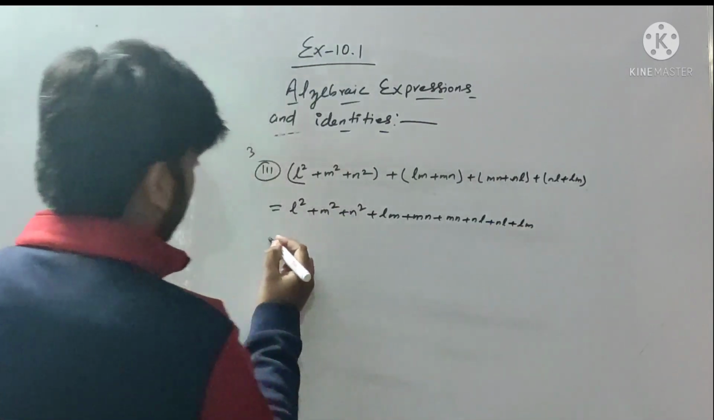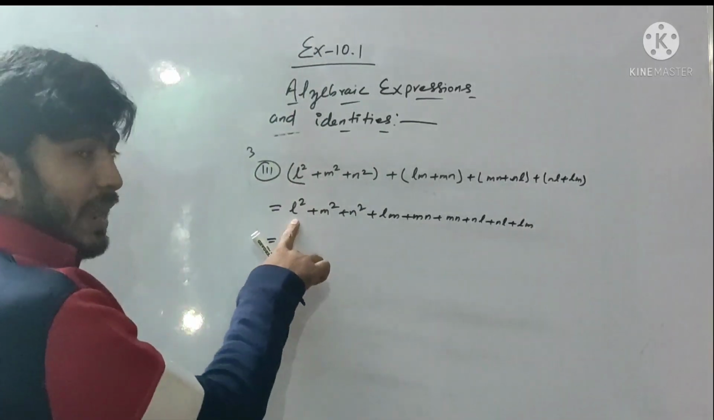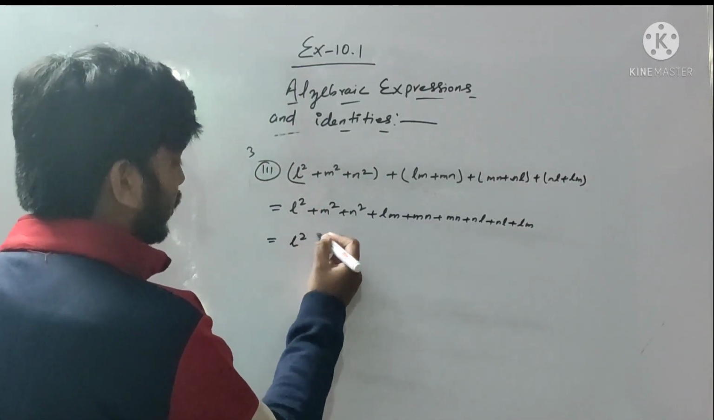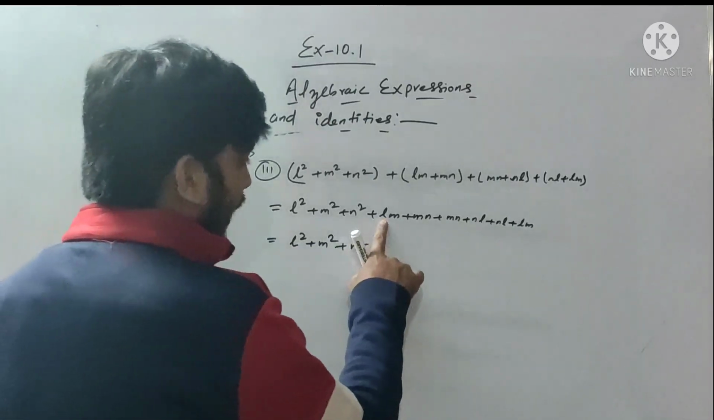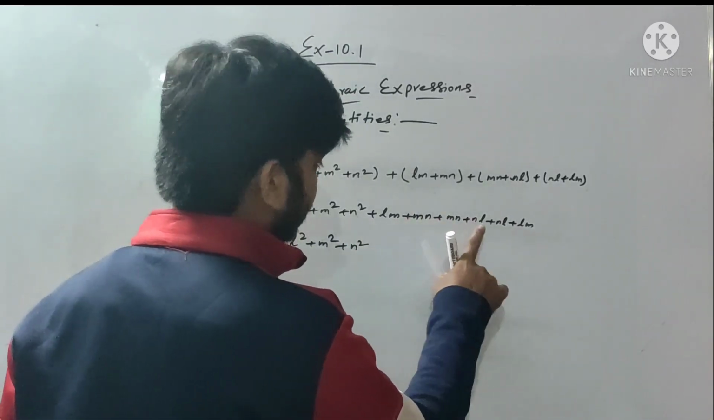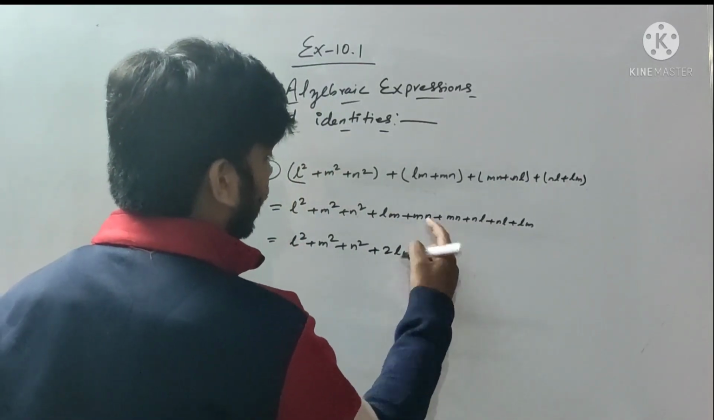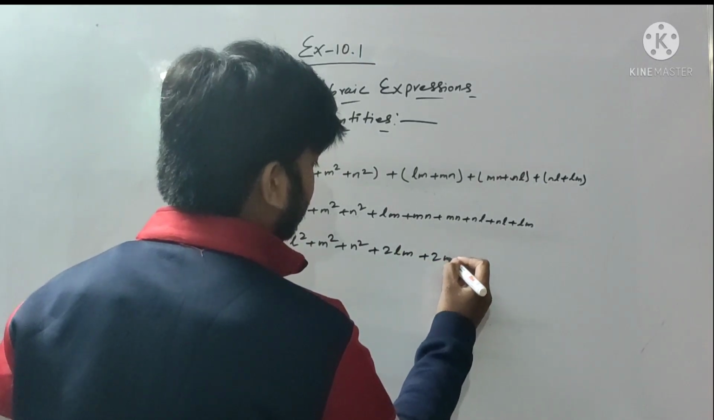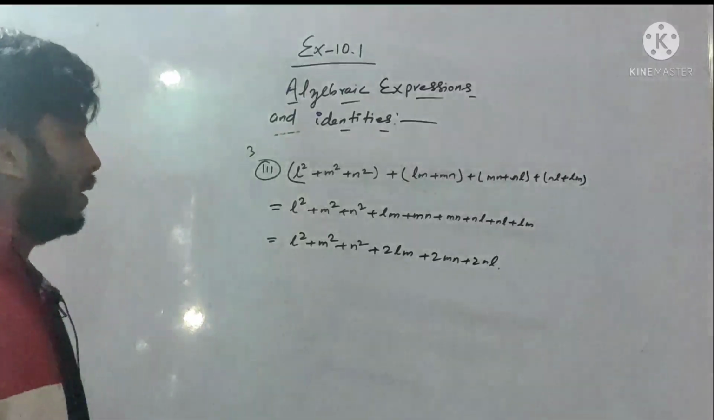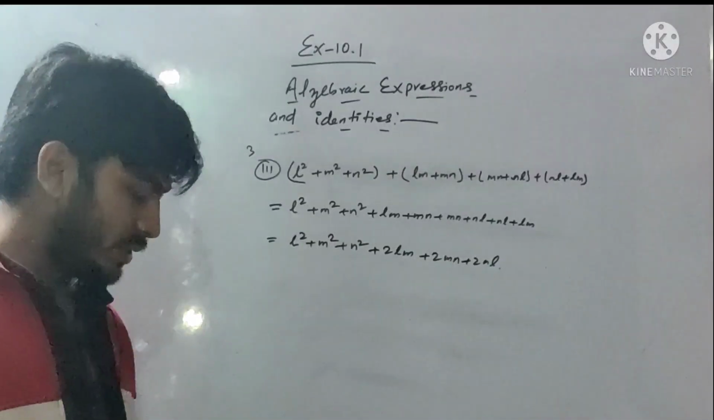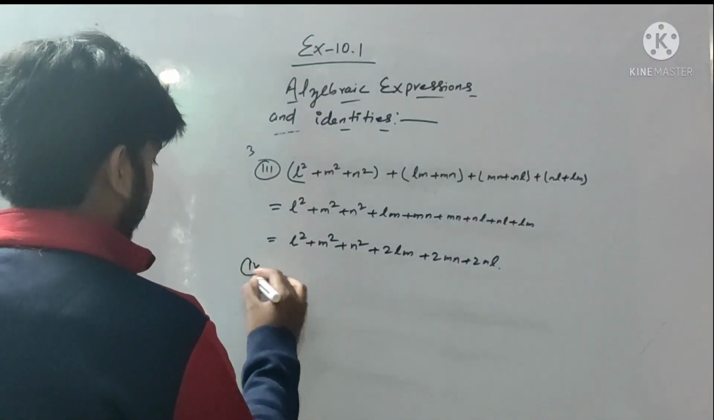LM. So here there is no like term with L square, so we need to write here L square, and similarly M square and N square. LM, this is the like LM, so it will be 2LM, and MN means 2MN, and here is 2NL. Got it? So this is the right answer for question number 3. And here is the last question for this, question number 4.